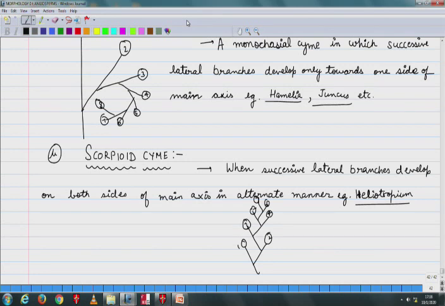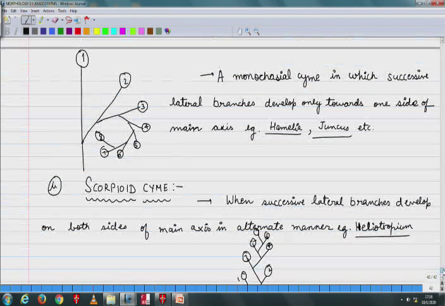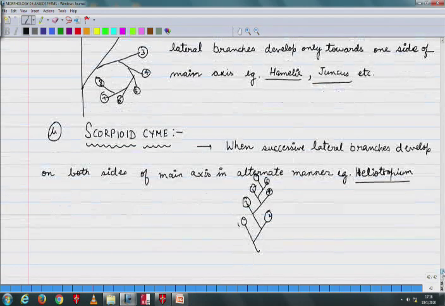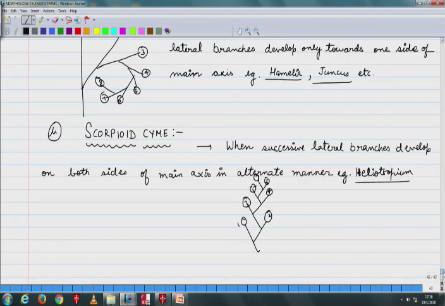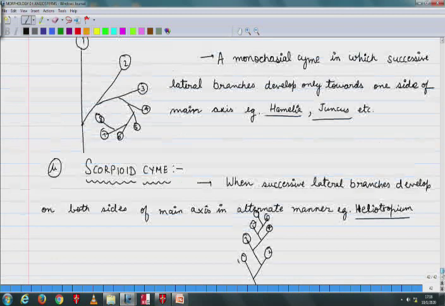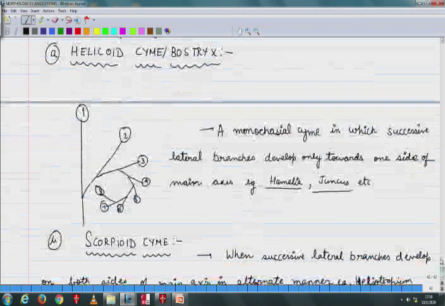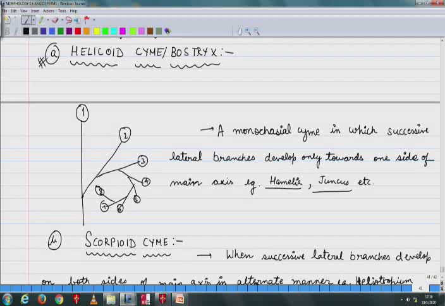Now let us complete biparous cyme. In monoparous cyme there was only one branch. In biparous cyme there will be 2 branches. In multiparous cymes there will be multiple branches. So for these we only need to learn the examples. This is important for your exams only.